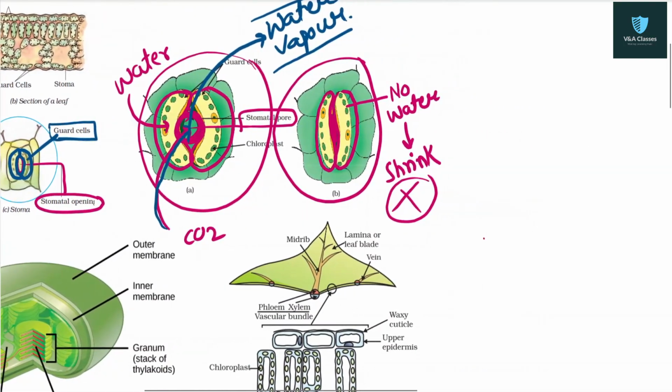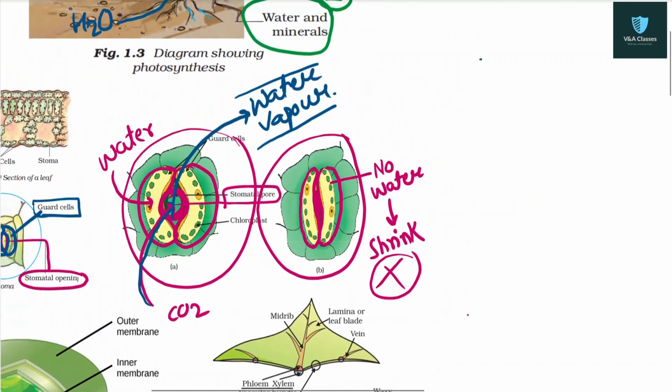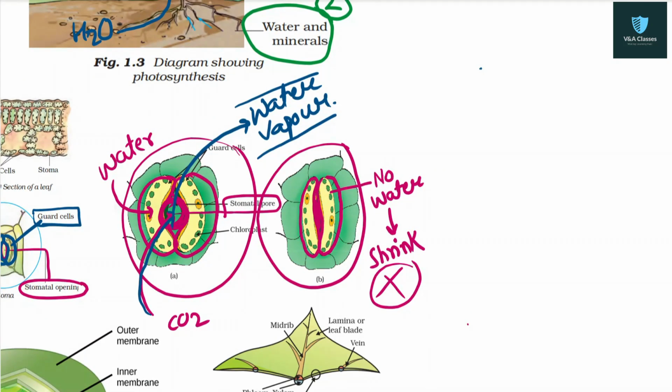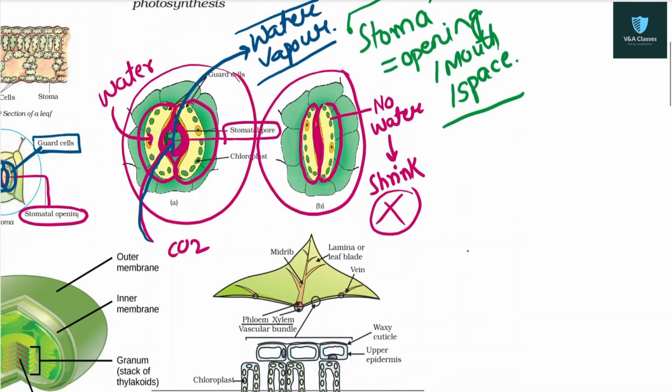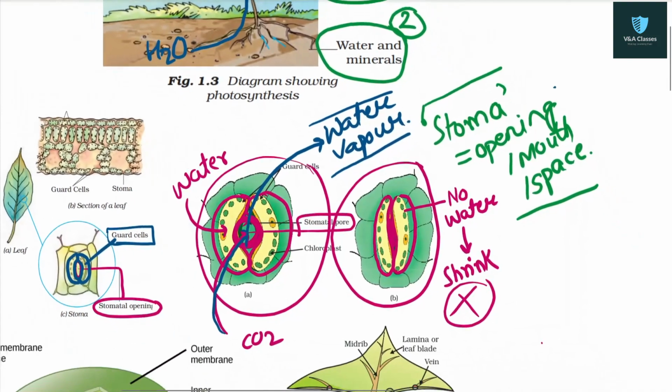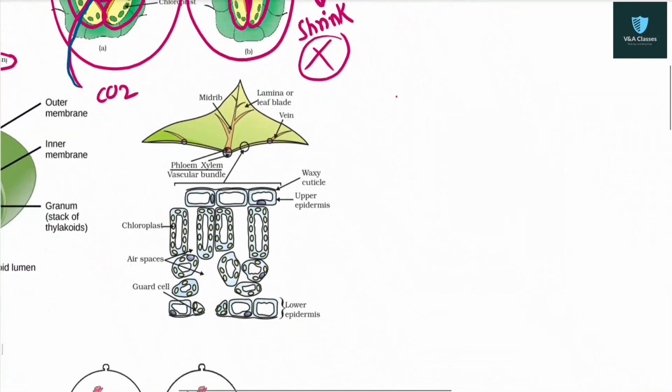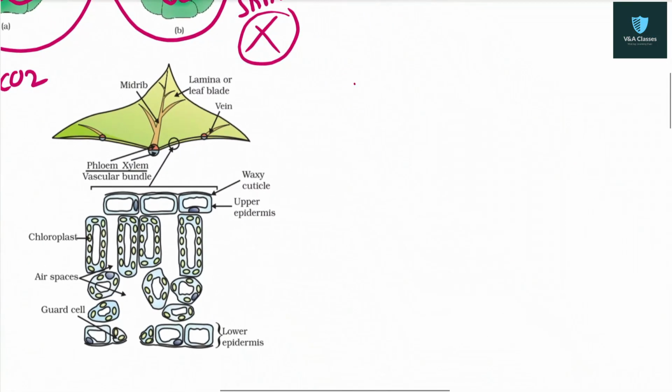Okay, before that one important thing, as we just discussed stomata, wherever you see the term stoma, again this is a root word, it will always mean an opening, or a mouth or a space. Okay, so if we learn some of these root words, it becomes very easy to understand the terminologies. Okay, so let's now concentrate on how water will travel from root to the leaves. For this we will look at this diagram.